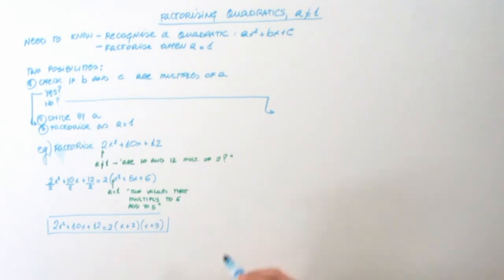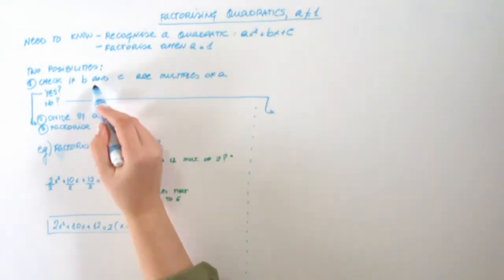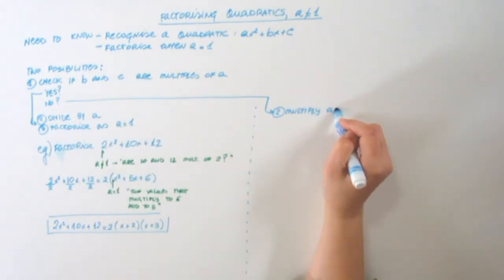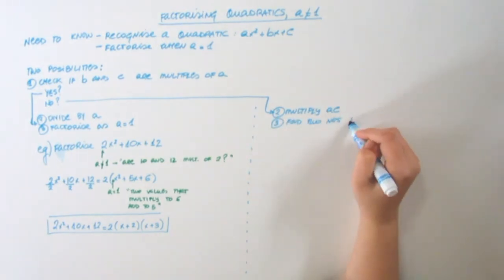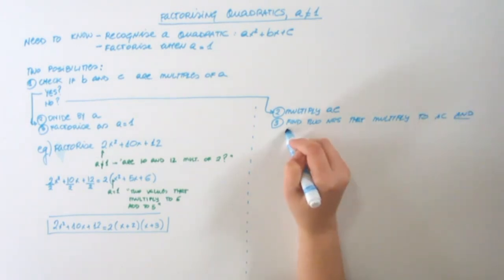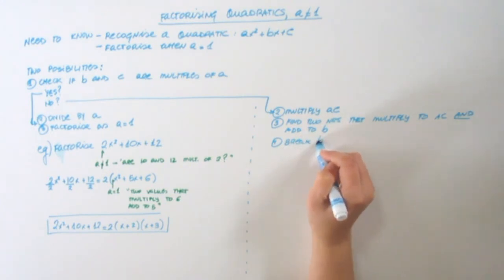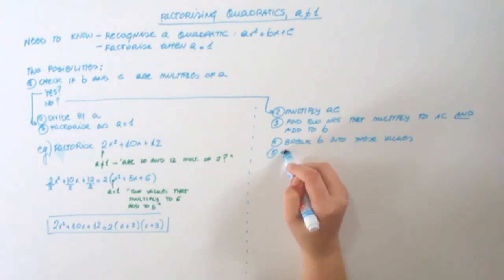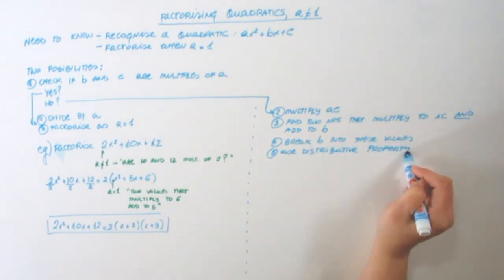Now, if I do this check and I don't have multiples of a, then I need to do something different. If that happens, I need to multiply a times c, and then find two values that multiply to a times c and add to b. When I have them, I will break b into these two values and use the distributive property to factorize.